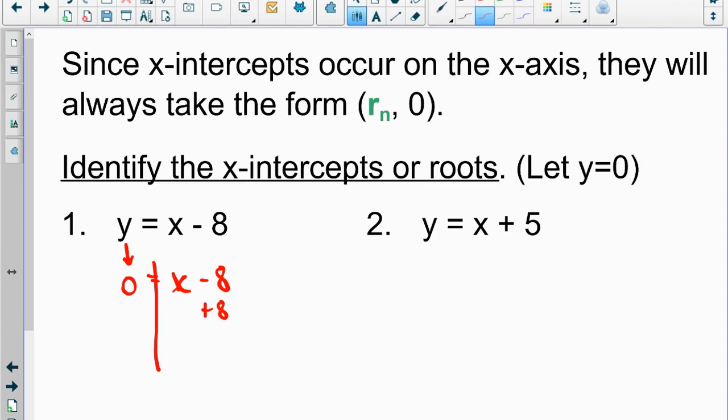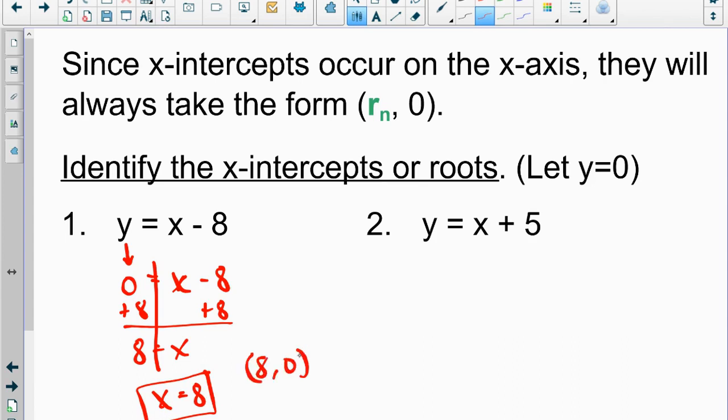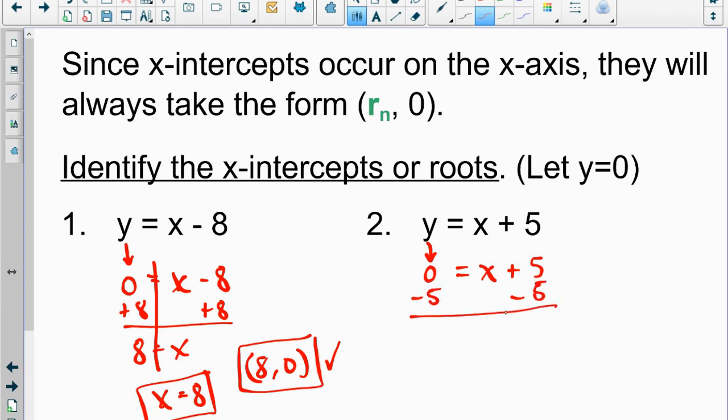So I want to add 8 on each side, and I get 8 equals x. In other words, x equals 8. Okay, so one of my roots occurs at 8, comma 0. For number 2, we can do the same thing. Let y equal 0 and solve the equation for x. This time I want to undo addition, so I'm subtracting. And I get -5 equals x. So my other root occurs at -5, comma 0.